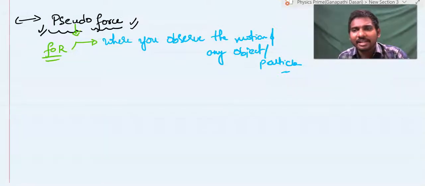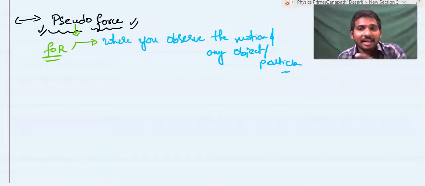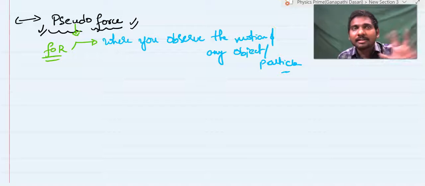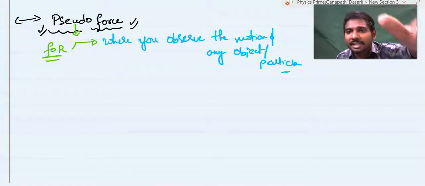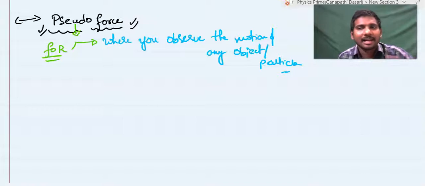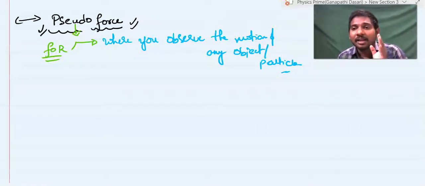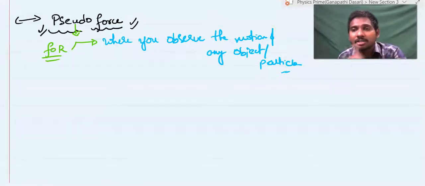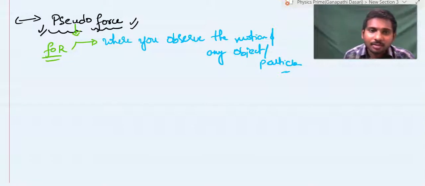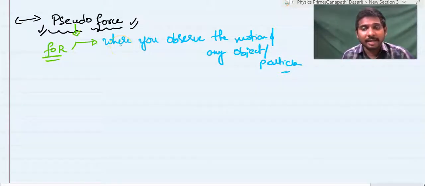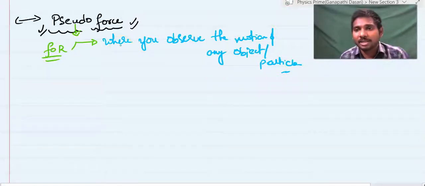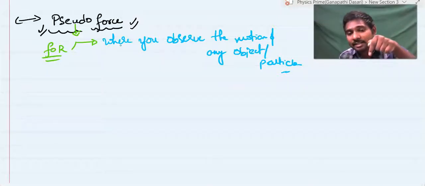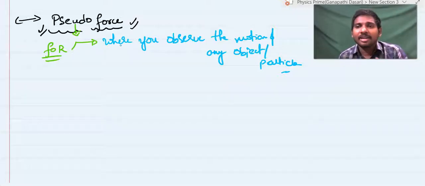Suppose when you're sitting in a train and you're observing the trees moving, for you who is sitting in the train, anything that is attached to you, you will be that frame of reference from where everything is getting observed or the motions are recorded. Suppose when you're riding on a bike, anything attached to your bike, from where you can observe all the things, is called as frame of reference.